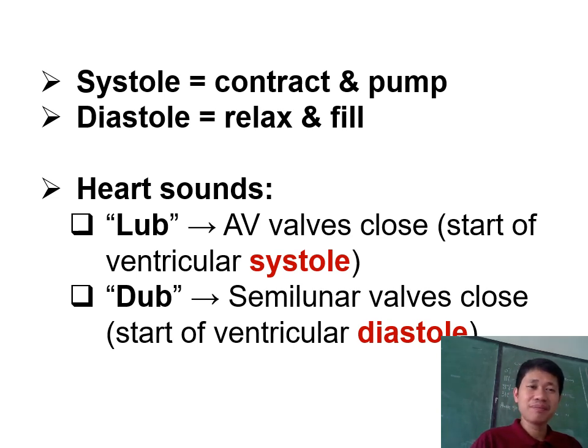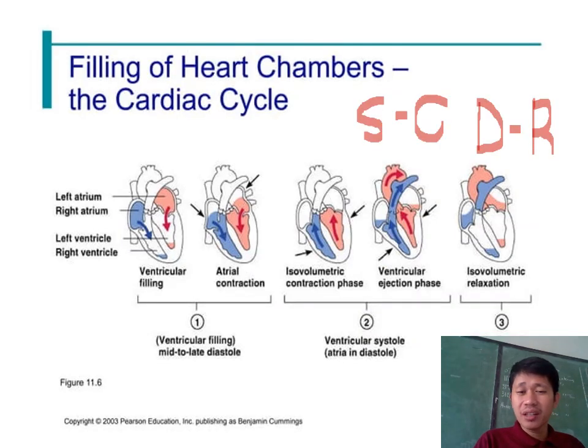Here is another illustration, class, of the cardiac cycle, the lub dub, or the heartbeat. We can actually divide this into three phases, but basically it's just systole and diastole. For the first part, the ventricular filling part, or mid to late diastole. You remember the previous slide, no? Diastole, D R. So you can see here, diastole is the relaxation side, and the systole, S, is the contraction part.